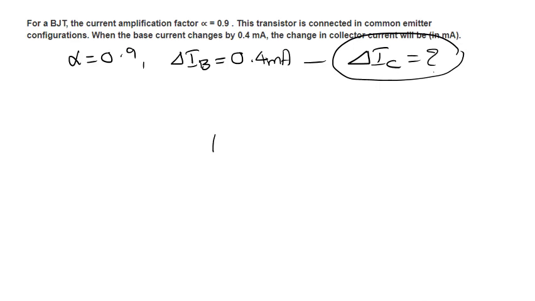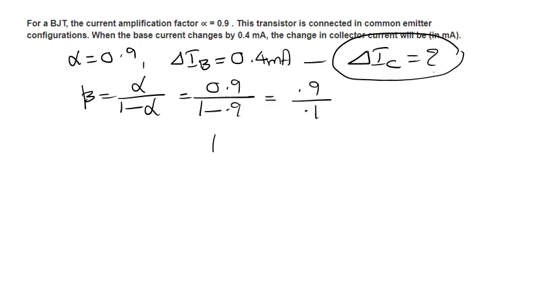To find this, what do we need? We have to connect IC and IB, which can be done by calculating the beta value. If we know alpha, we can find beta. Beta is equal to alpha divided by 1 minus alpha, that is 0.9 divided by 1 minus 0.9, which is 0.9 by 0.1, that is equal to 9. The beta value in this case is 9.